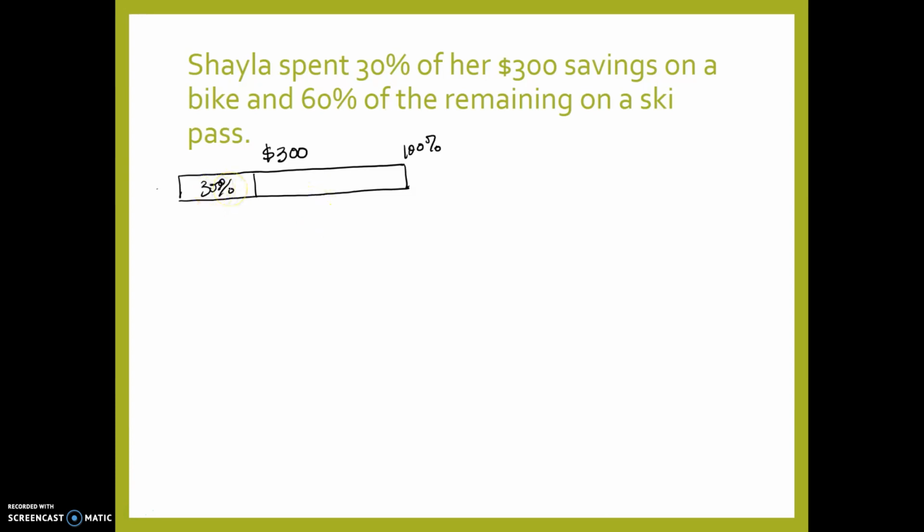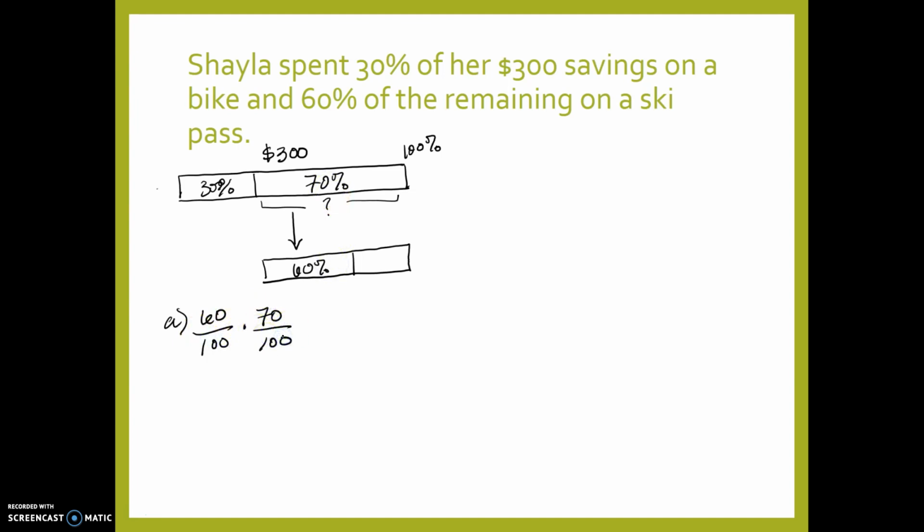So if she spent 30% on a bike, let's figure out what this is right here. And that's going to be 100% minus 30%, which I'm sure you guys can do in your heads. The answer on that is 70%. And then it says that of that 70%, she spent 60% on a ski pass. And we want to know what that percentage is compared to the original amount. So we're going to take that 60% and we're going to find out what 60% of 70% is. And we're going to end up with a percent.